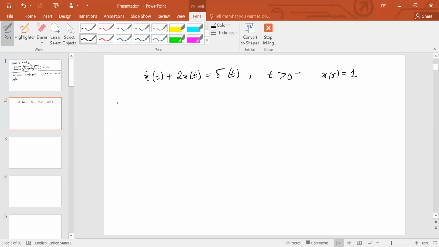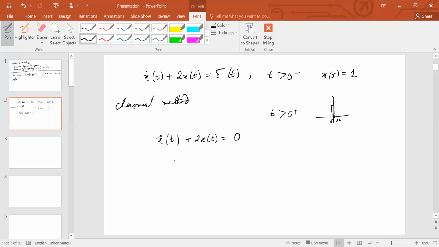Okay, so now let's take the classical method of solving this differential equation. What would you do? Suppose you're trying to solve for t greater than 0 plus, because you know that the impulse exists for a brief period in time. Let's say here this is 0 minus, this is 0 plus. So beyond 0 plus, basically this becomes 0. So then you can consider the differential equation for t greater than 0 plus to be given by this is equal to 0.